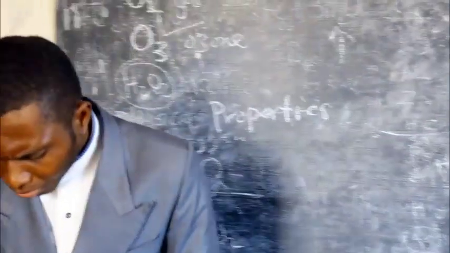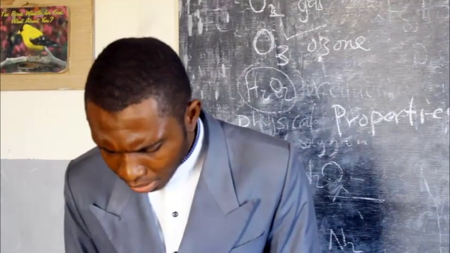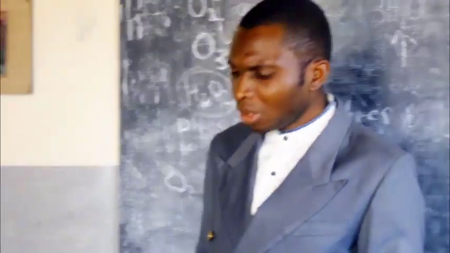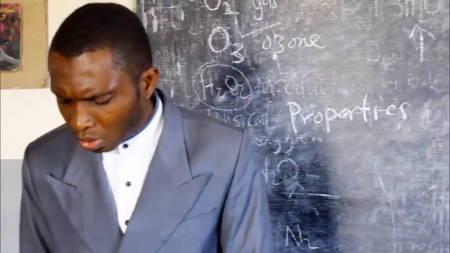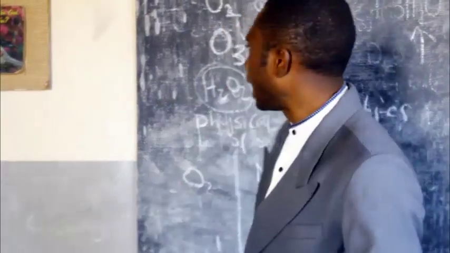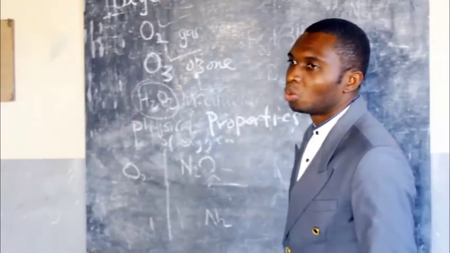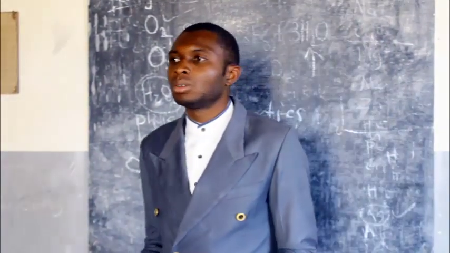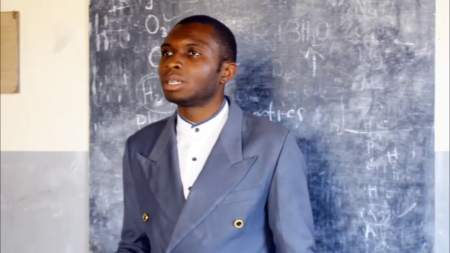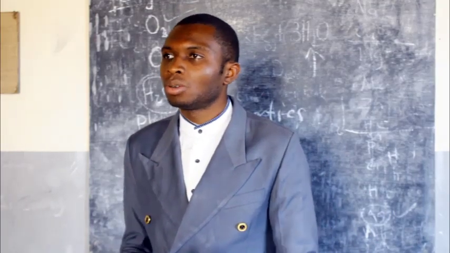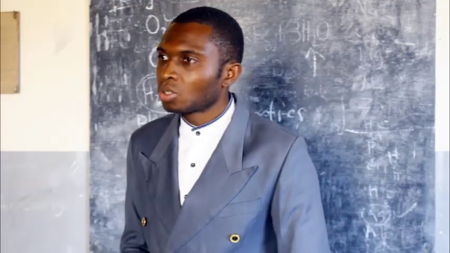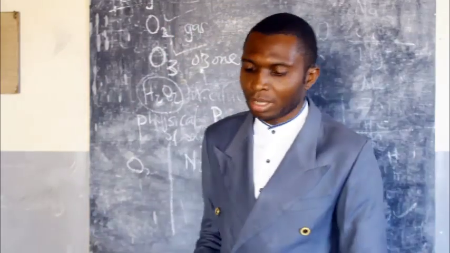Let's talk about oxides. There are different types of oxide. We have acidic oxide. We have basic oxide. Which other oxide? Neutral oxide. Amphoteric oxide. Right? So what are basic oxides?